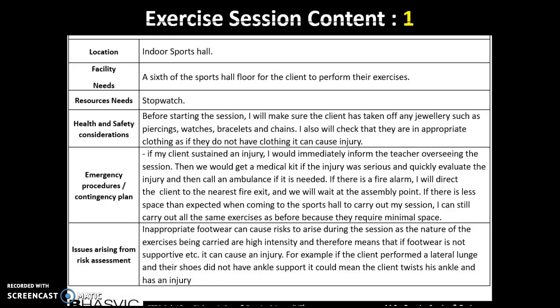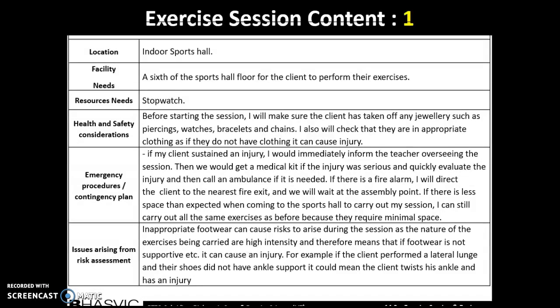So moving on to my content one. This is just the risk assessment, emergency procedures, health and safety considerations, and resource needs, and also facility needs. As we see, the location is the indoor sports hall. For facility needs, all I needed was a 6-foot sports hall for a client to perform their exercises. Resource needs: stopwatch. Health and safety considerations.